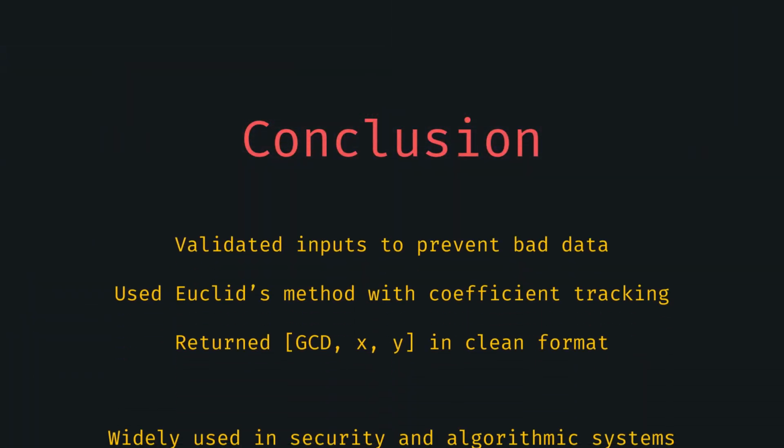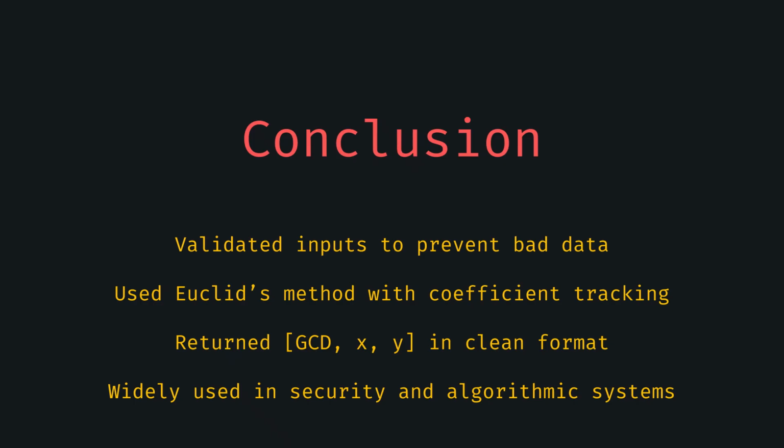To recap, we've implemented the extended Euclidean algorithm using JavaScript. It not only gives us the GCD, but also the integer solution for a times x plus b times y equals the GCD. This is one of those core functions that powers everything from math apps to cryptographic tools. Hope you learned something cool today.